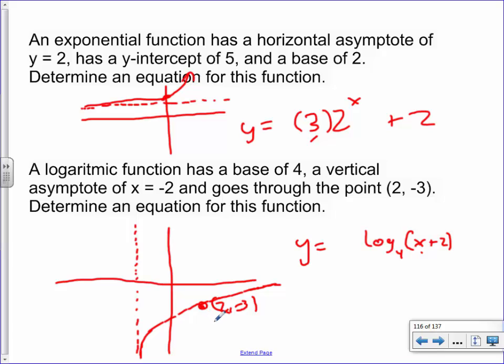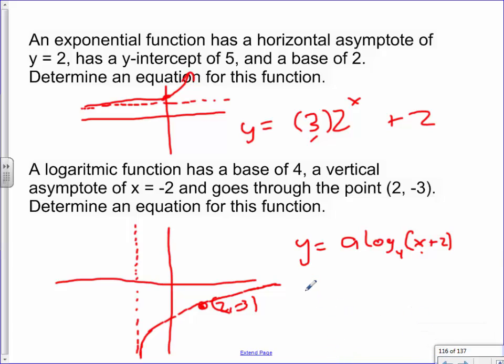We need to do some sort of maneuvering. And we've done this before. We need some sort of a value out front, I guess, that's going to somehow compress it to get it through the spot we want. Does that make sense? How am I going to find that a value? Point. I gave you a point for a reason.